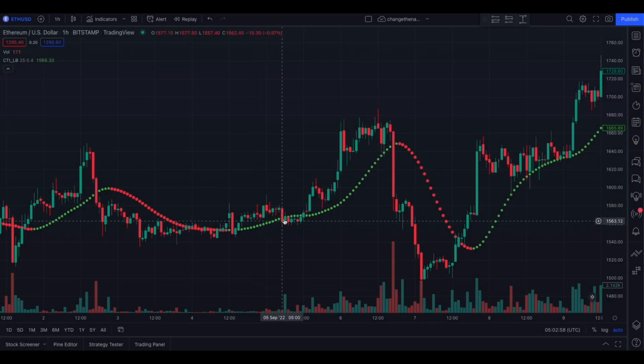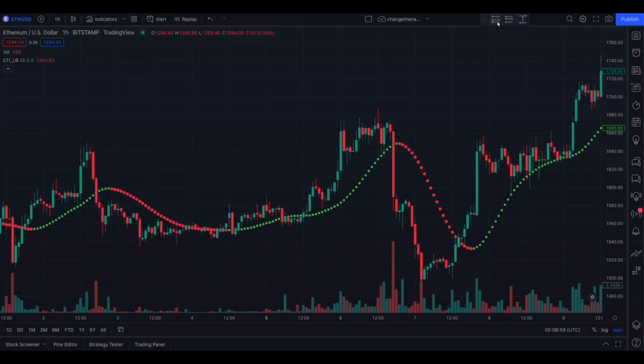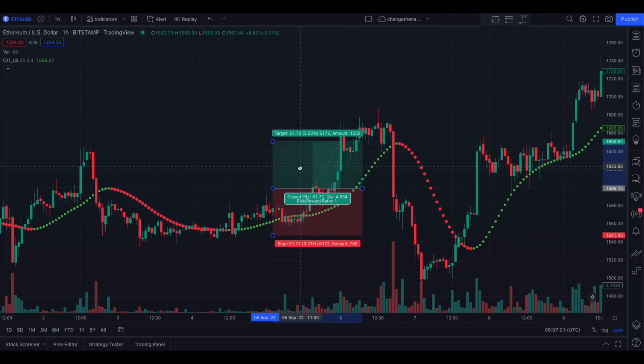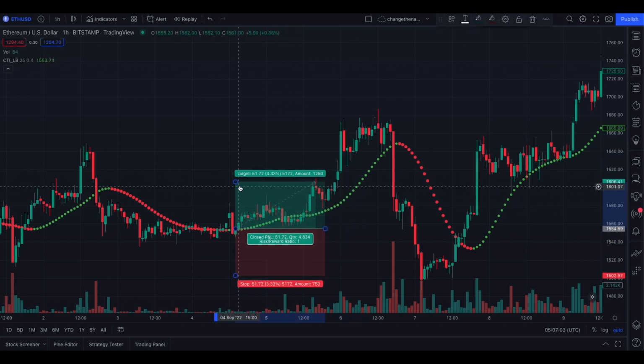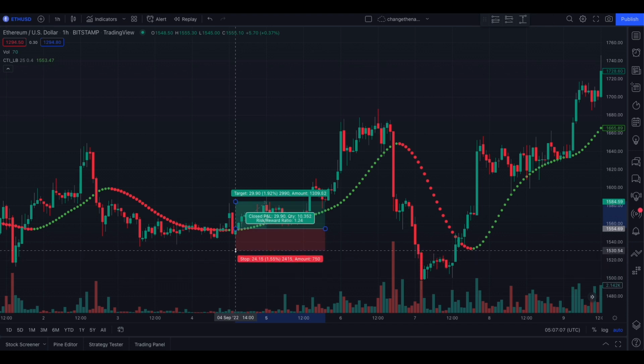Now, once this pullback is formed, we're going to be waiting for the price action to cross and close above the green dots. By the way, the dots have to stay green during the pullback. If one of the dots changes color to red, then the setup is automatically invalid. Now, if all of these conditions are met, a buy order will be placed at the top close of the candlestick that broke above the green dots. The stop loss will be set at the recent swing low, and the take profit target will be set at 1.5 times the risk.